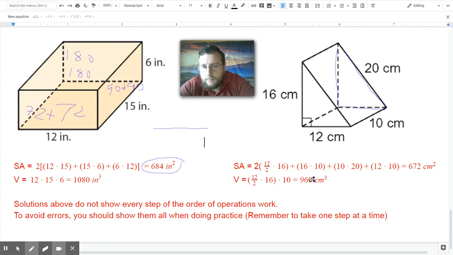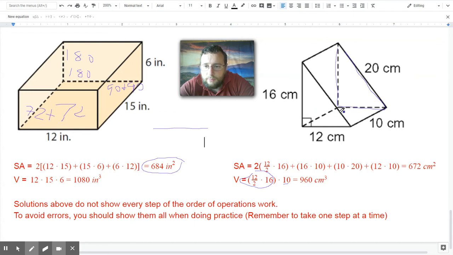Or basically just multiplying each dimension by itself, all right? It's essentially what you're doing, except the dimensions of the base are triangular. So that's why you have to divide it by 2. Okay, so 1/2 of the base times the height of the triangle gives you the area of the base, which is this part right here. And you need to multiply times the height, which is this part right here, get 960.